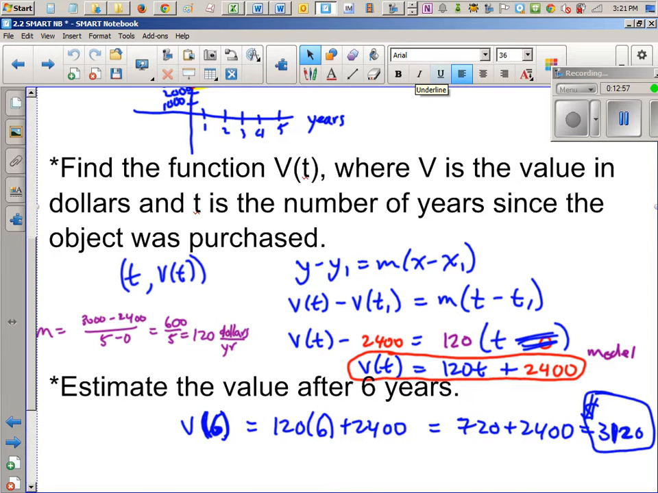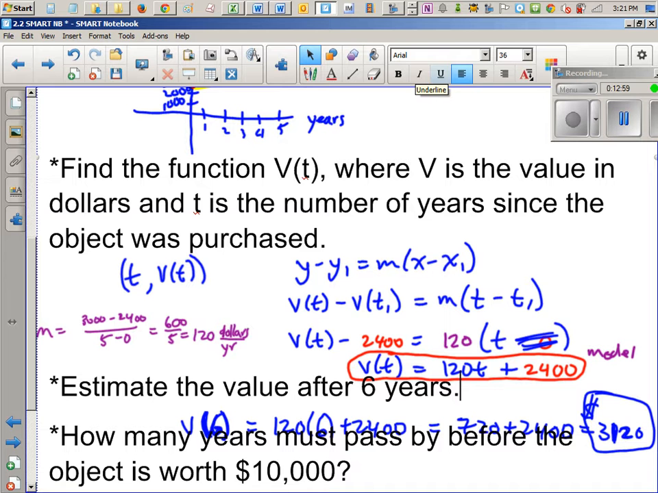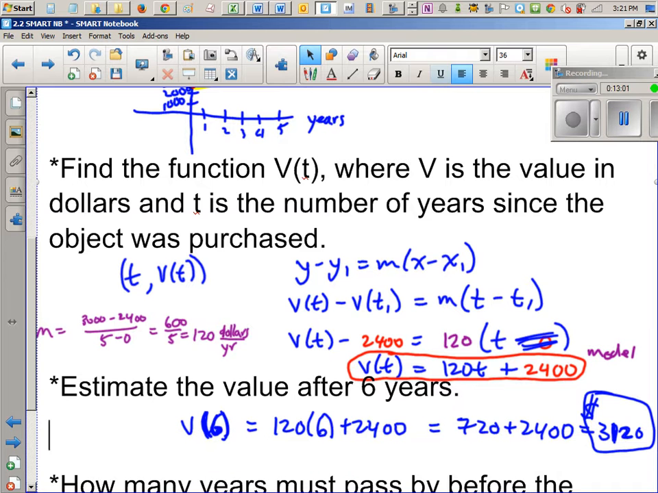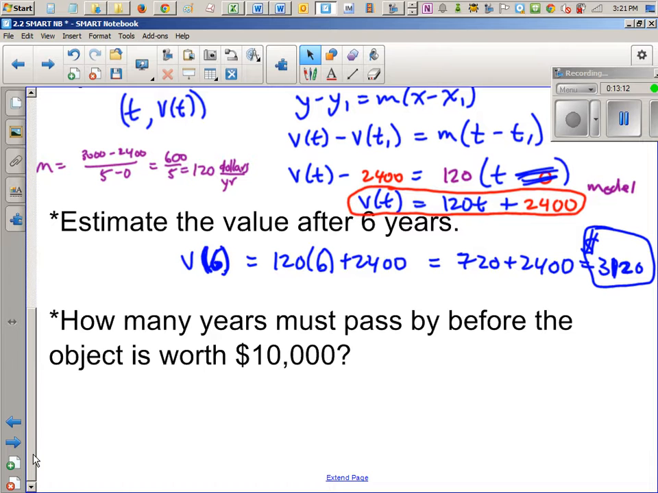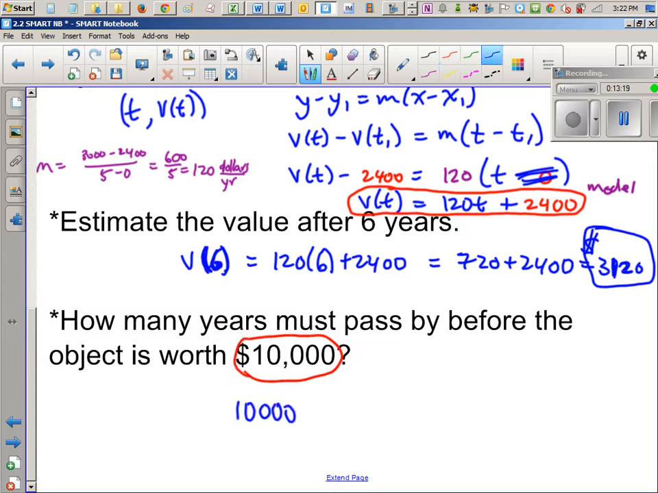Okay? All right, let's look at our next question regarding this value problem. How many years must pass by before the object is worth $10,000? So what you're looking at here is a desired worth. So this is a y value, actually. This is like our output value. That would actually go on the left, like this, 10,000. And this is equal to 120 times some mystery year plus 2400. So our goal is to set the function itself equal to 10,000 and solve.